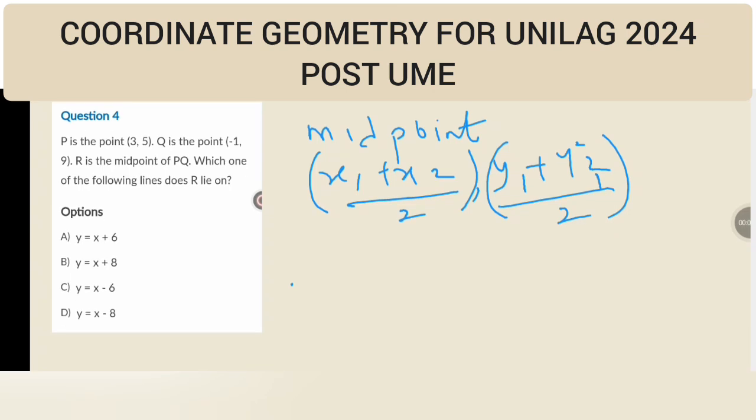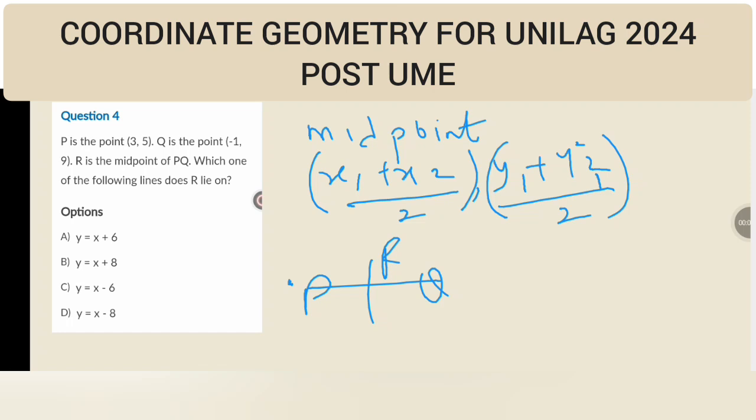For the next question, we're told that P is the point 3,5 and Q is the point minus 1,9. R is the midpoint of PQ. Which one of the following lines does R lie on? So you need to find the midpoint of PQ. If P is here and Q is here, R is in the middle of P and Q.